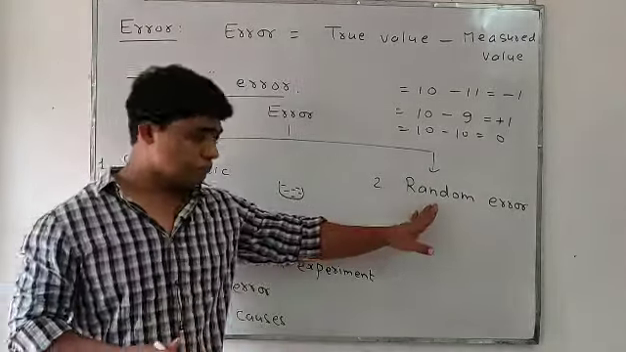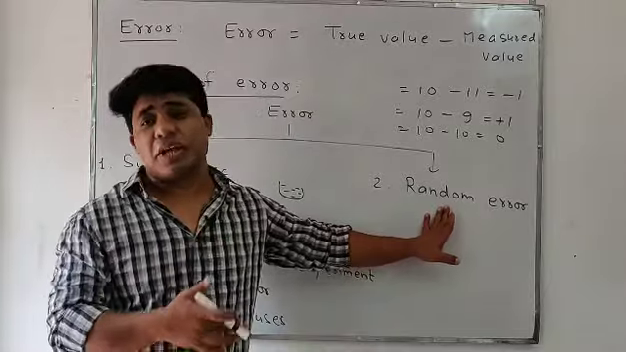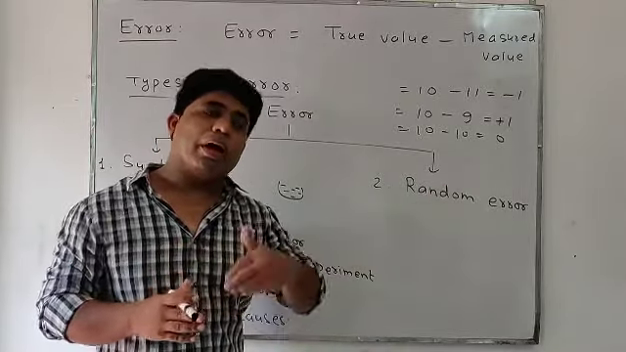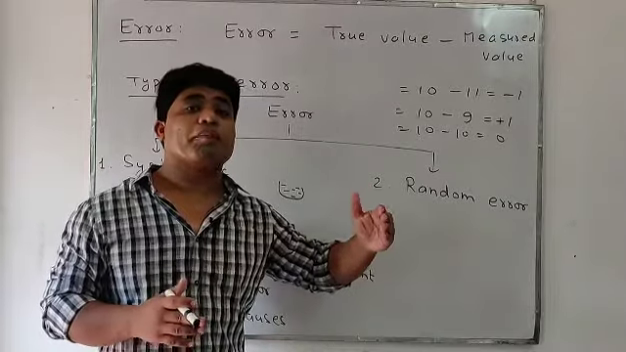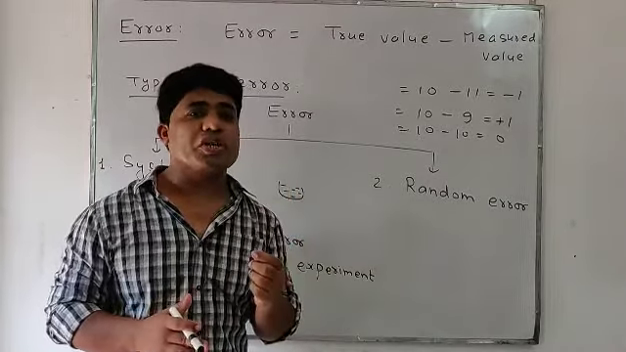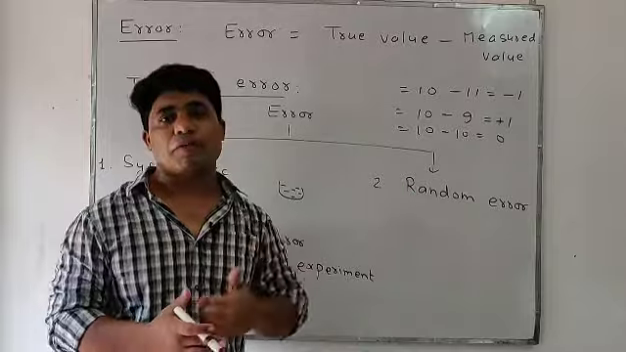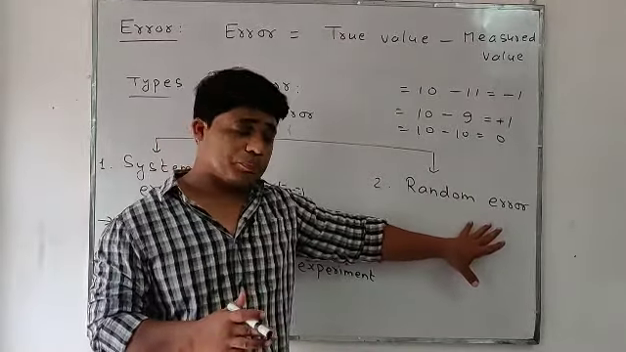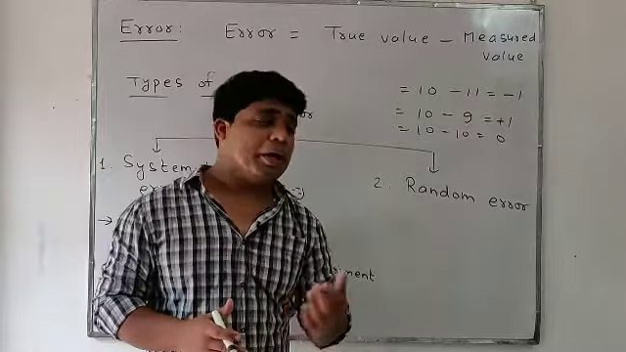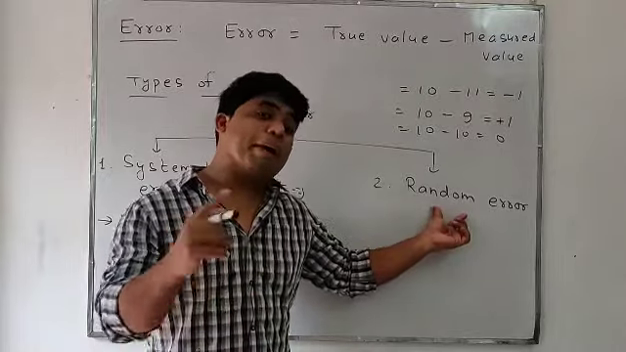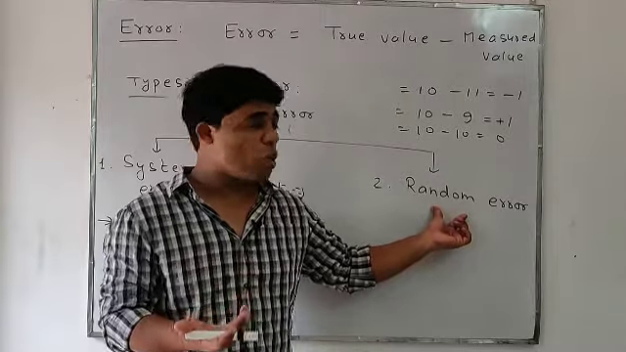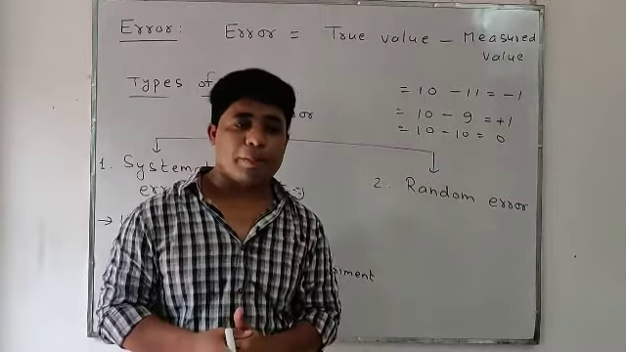Now random error. These are errors that occur by chance. There is no fixed reason. When we take the reading again and again, it shows different readings. A slight variation is there, but all readings are different. It occurs randomly, irregularly in magnitude as well as in direction. There is no fixed reason, no fixed cause. Such error is called random error.